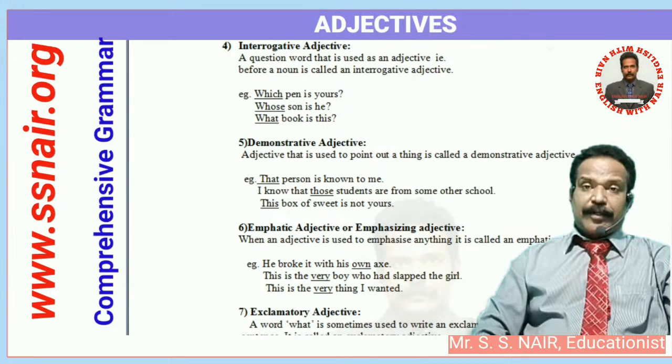This box of sweets is not yours. This box. Once again, this is coming before box. This is preceding the common noun, box. So this is a demonstrative adjective. So this, that, these and those are demonstrative adjectives provided we are using them before a noun. Emphatic adjective.